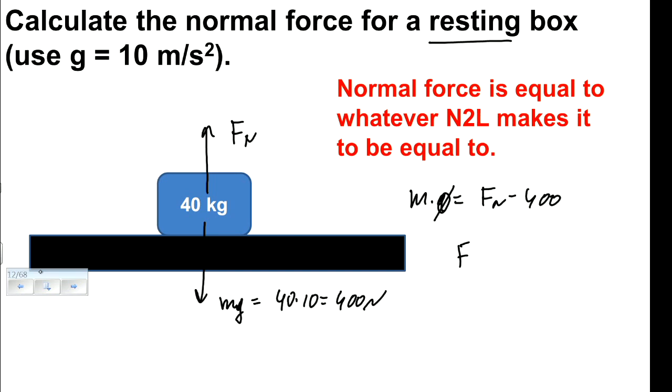So normal force, 400 newtons. This is an illustration of this statement. Normal force is always wherever it is. As long as we apply Newton's law correctly, wherever it is, that's a normal force. That's it.